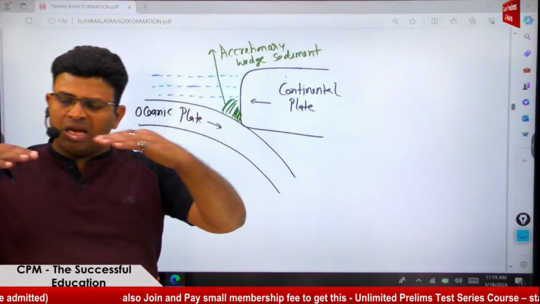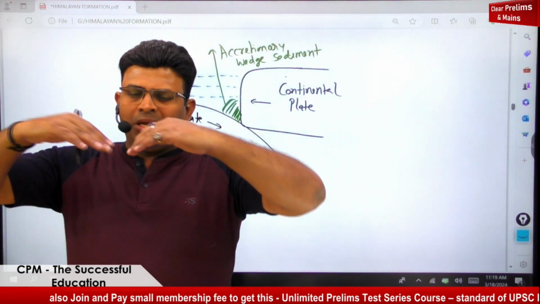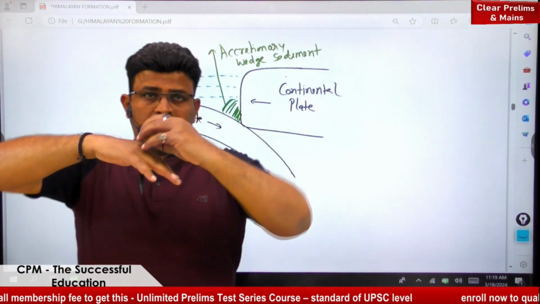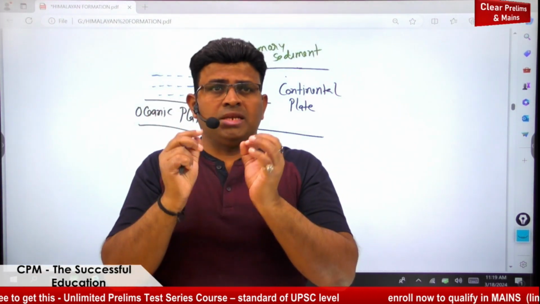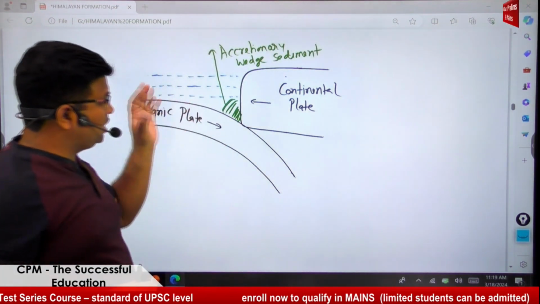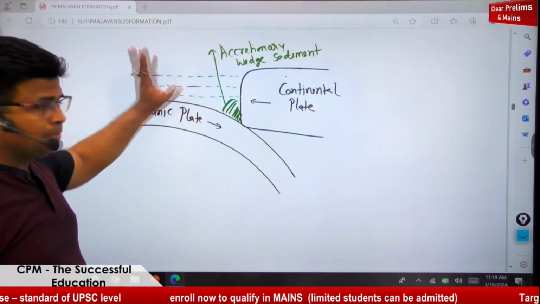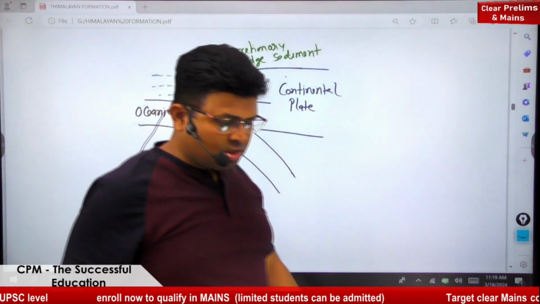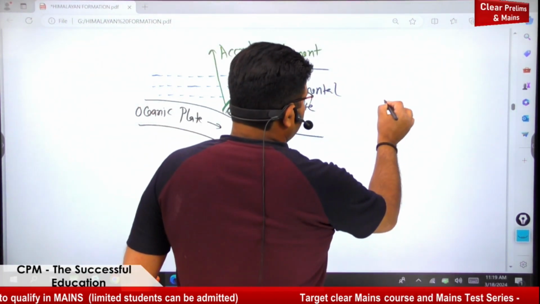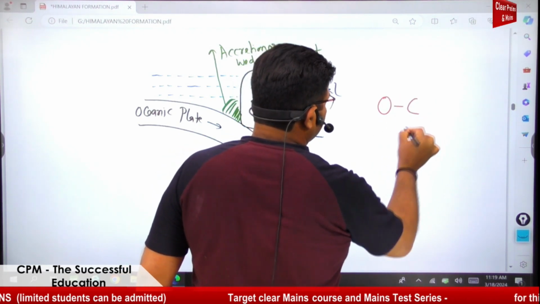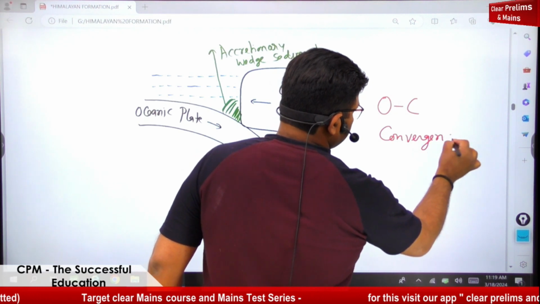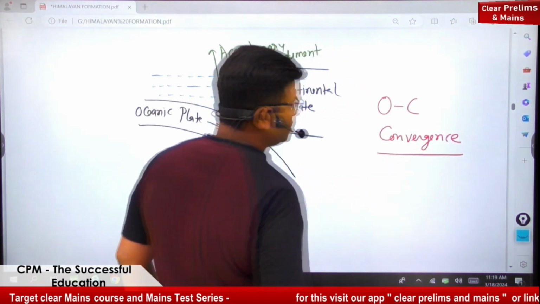Understood? When the oceanic plate is subducting below the less dense continental plate, due to that you can see some deposition of sediment, and these sediments are known as accretionary wedge sediment. Understood? This is clear. This is how accretionary wedge sediment comes into play when oceanic-continental convergence is taking place.